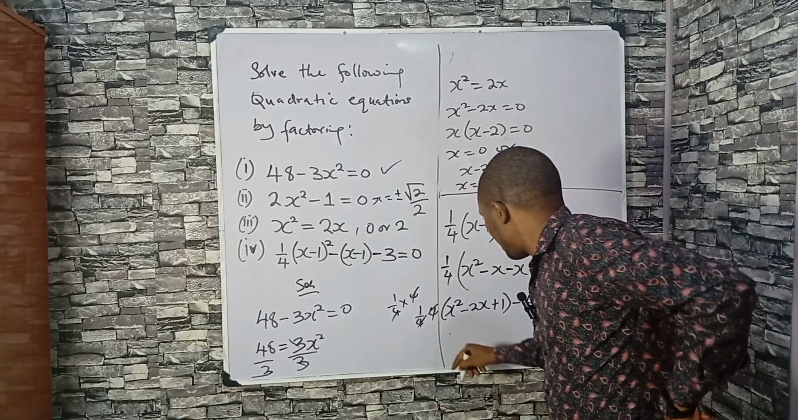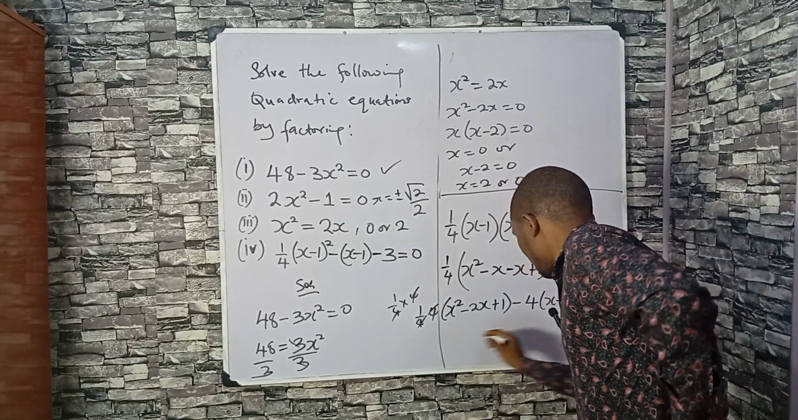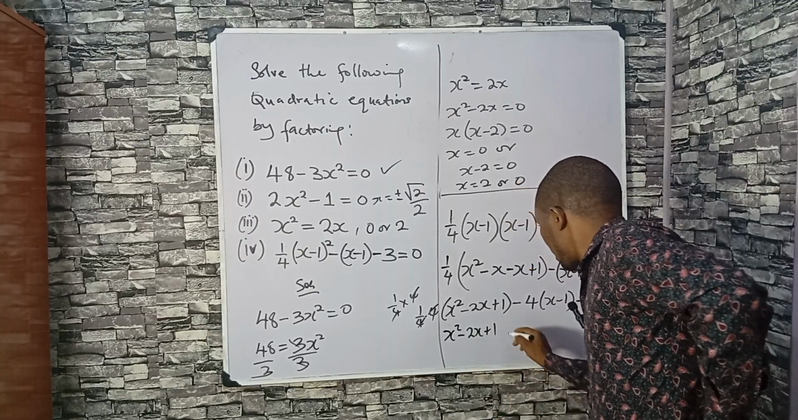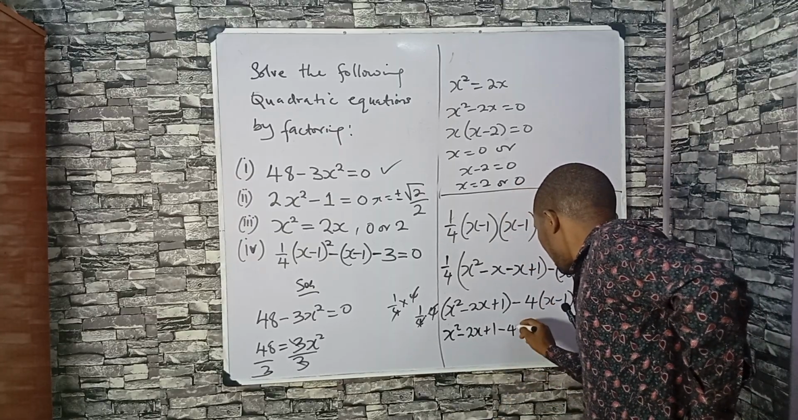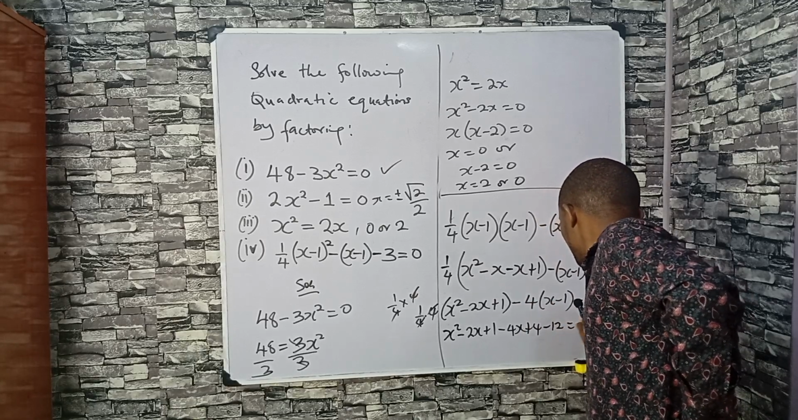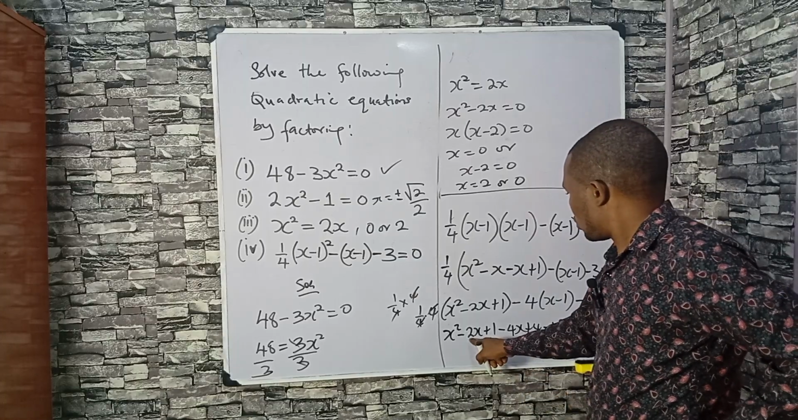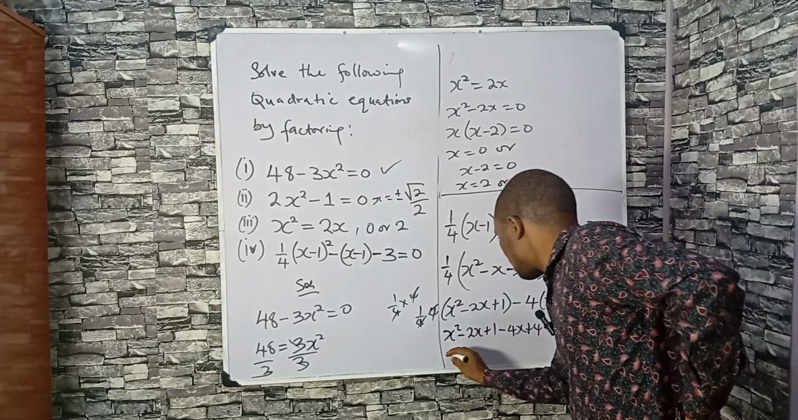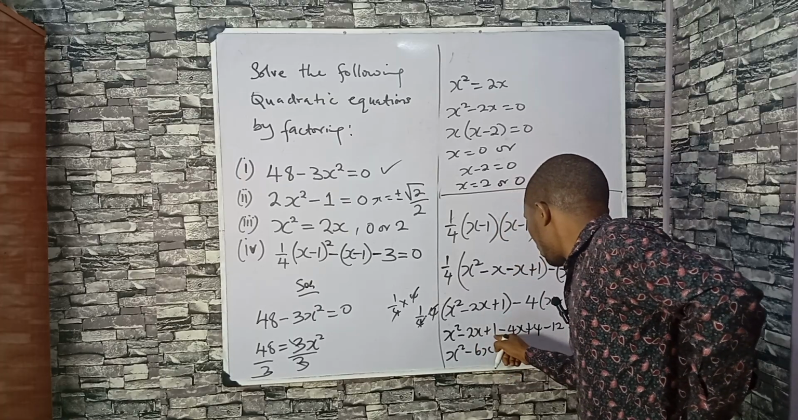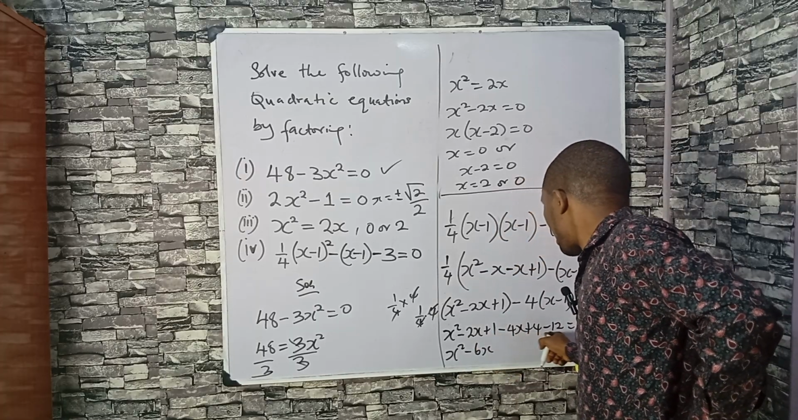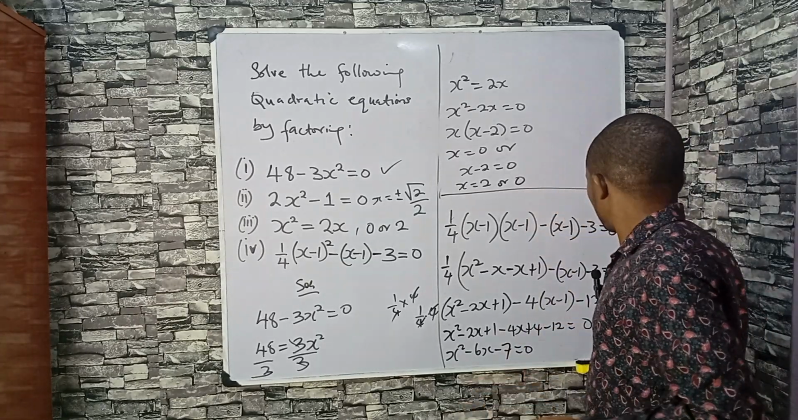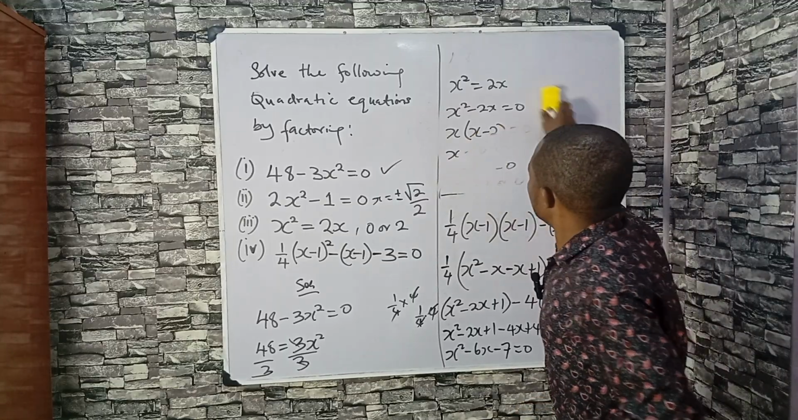Then the next thing you need to do is to open the bracket. x squared minus 2x plus 1 minus 4x plus 4 minus 12 equal to 0. You see, minus 2x minus 4x, that is minus 6x. So x squared minus 6x, then 1 plus 4 is 5. 5 minus 12 is minus 7 equal to 0. You see, we are done. Like I said, it may have been the simplest.